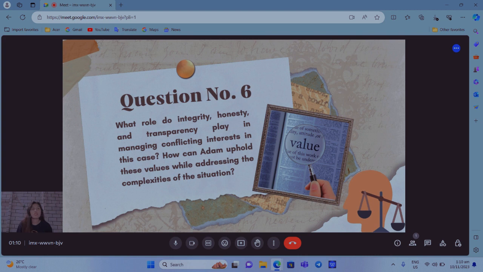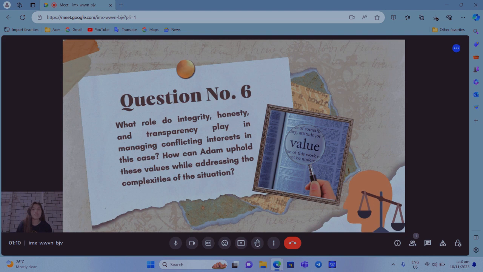It ensures that decisions are made with a commitment to fairness and ethical conduct, allowing for a balanced and unbiased approach. Second is honesty. It promotes open communication and truthful disclosure of information. It helps to foster trust among stakeholders, allowing for a more transparent evaluation of the different perspectives and ethical considerations.